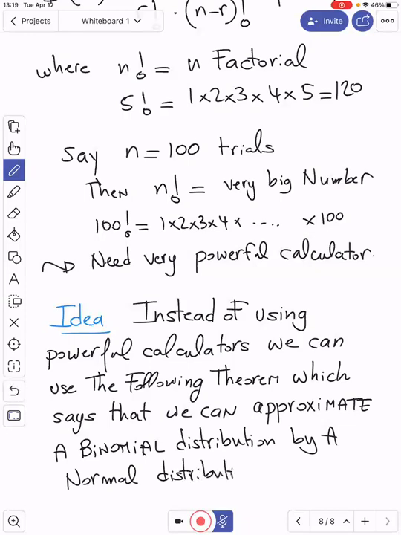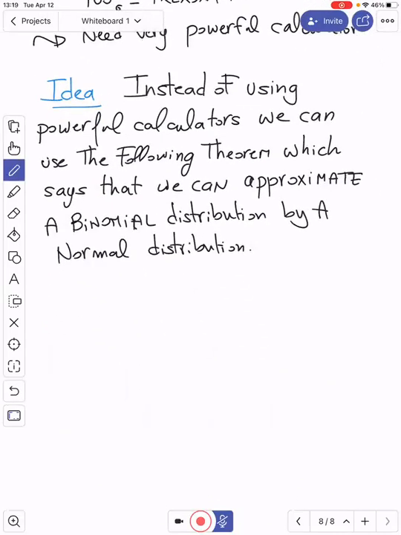Right, so if you have a very large number of trials, like, as I said, here 100, then you can use the following theorem. So the theorem is the following. Consider a binomial distribution.